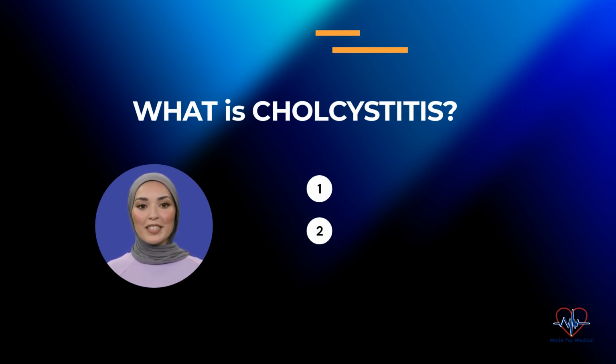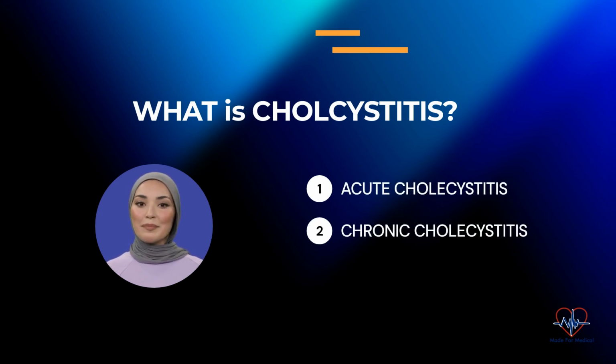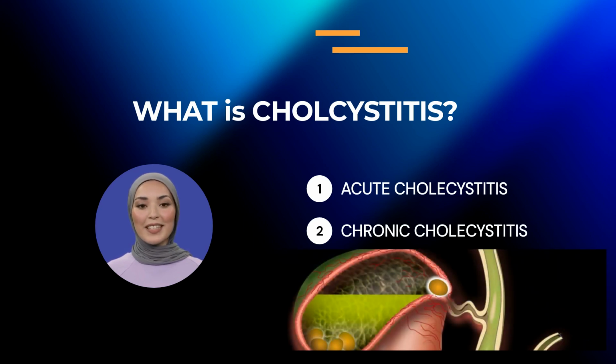There are two main types of cholecystitis: acute cholecystitis and chronic cholecystitis. Acute cholecystitis is characterized by a sudden onset of symptoms and is usually associated with the presence of gallstones. Chronic cholecystitis, on the other hand, is a long-term condition marked by recurrent episodes of inflammation and may or may not involve gallstones.